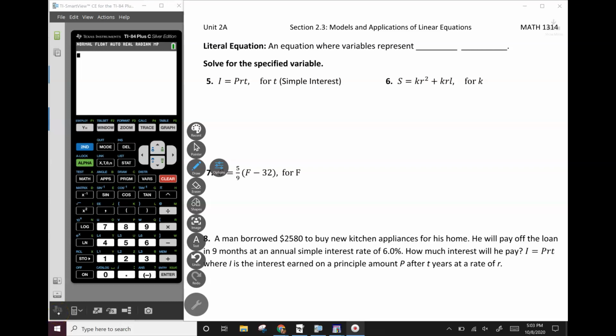This is going to be 2.3 part 2. This is the last set of notes for Unit 2A. So we're going to be talking about literal equations today.